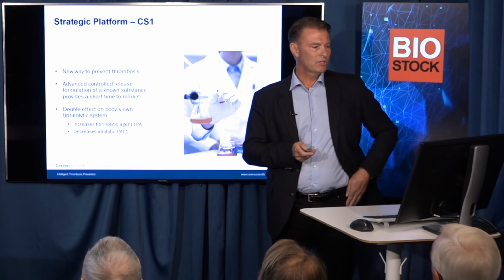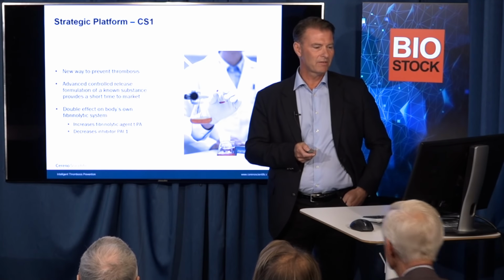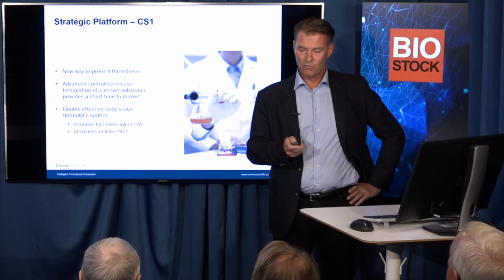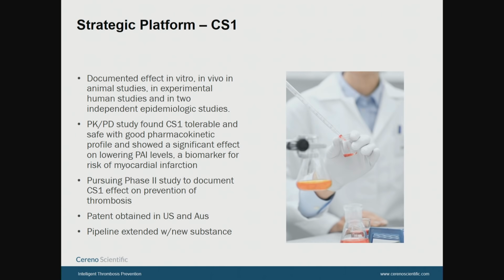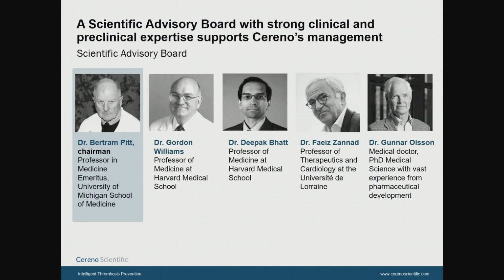So I will skip this. We are developing a new preventive therapy for thrombosis, with a reasonably short time to market because the substance has been in man already. We have a double effect: tPA synthesis and reduction of PAI in the blood. We have documented this in vitro, in vivo, in experimental human studies, and in epidemiological studies, 3 of them. We have a positive phase 1, and now we're pursuing phase 2. We got patents in the US and Australia, and we have expanded our pipeline.